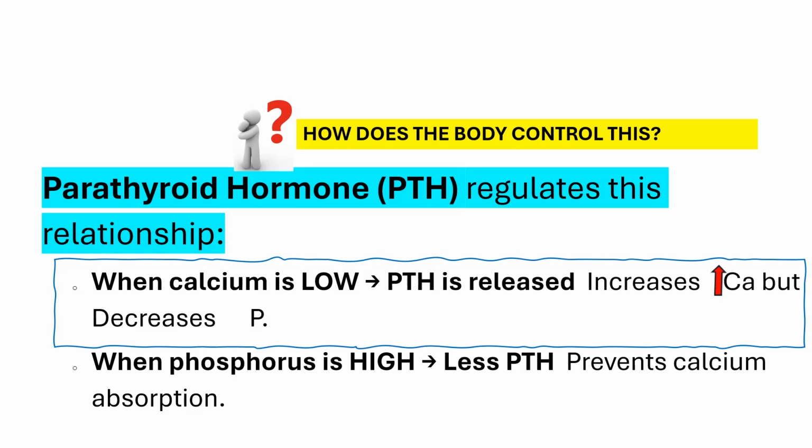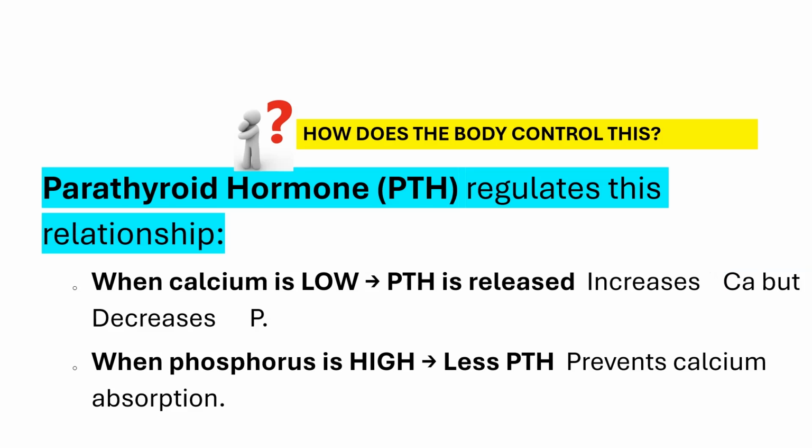How will it increase the calcium level? By pulling calcium from the bones, and it will increase the gut absorption of calcium into your blood, so the calcium level will increase. But it will decrease the phosphorus level by telling the kidney to excrete more phosphorus out, so the phosphorus will be lower. So that's how the calcium and phosphorus inverse relationship works.